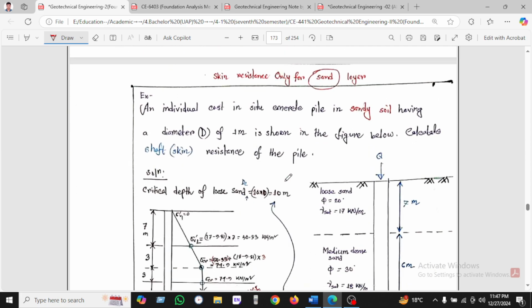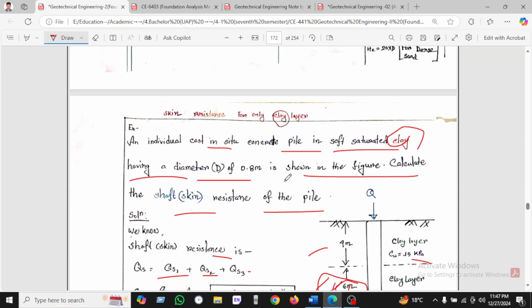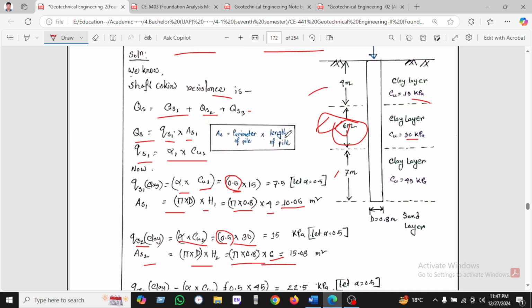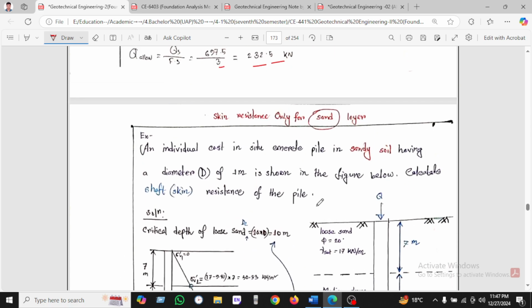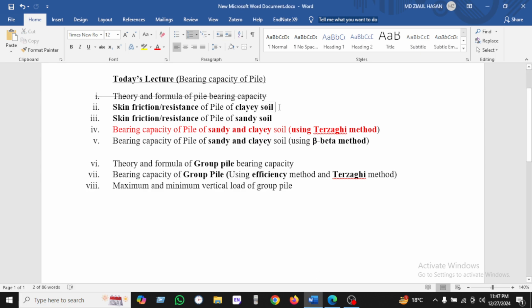So let's see another example. This is the clay soil. So we are finding this.